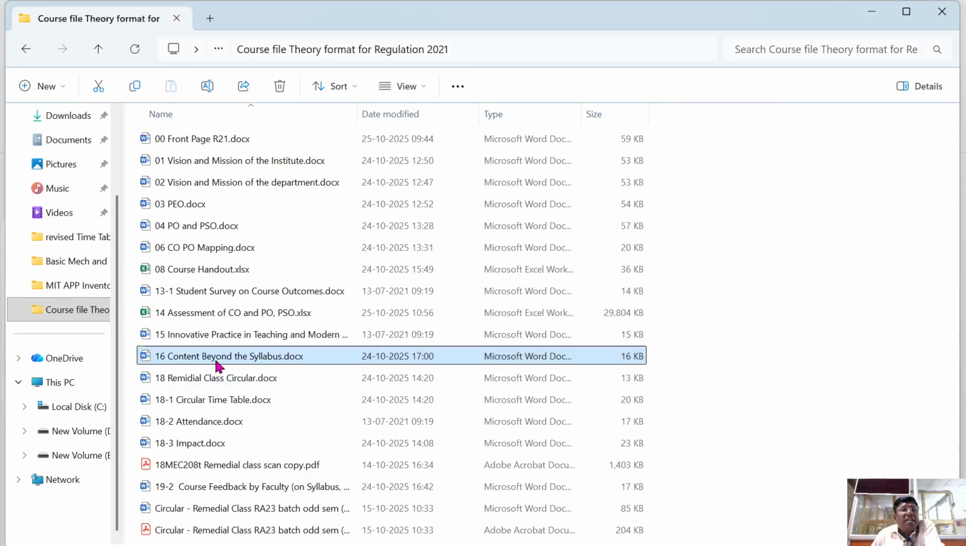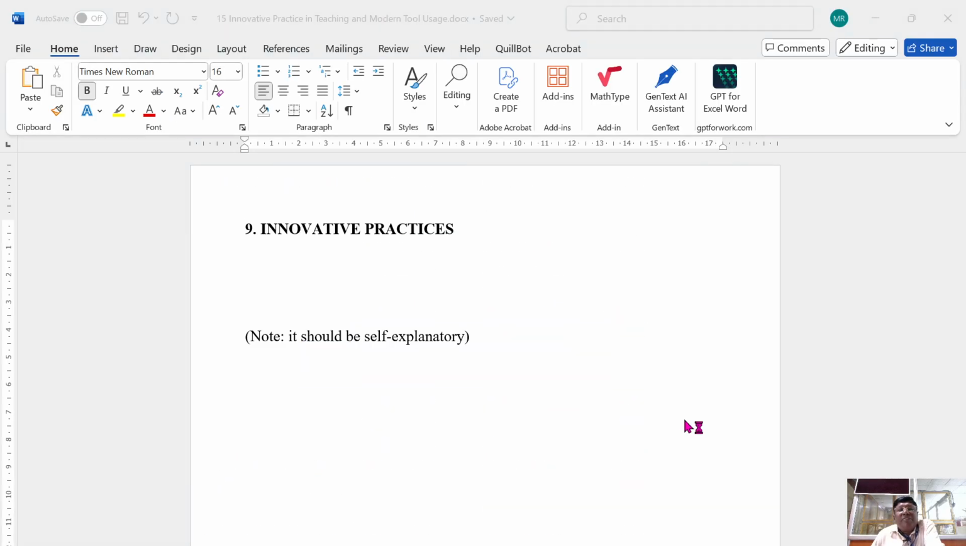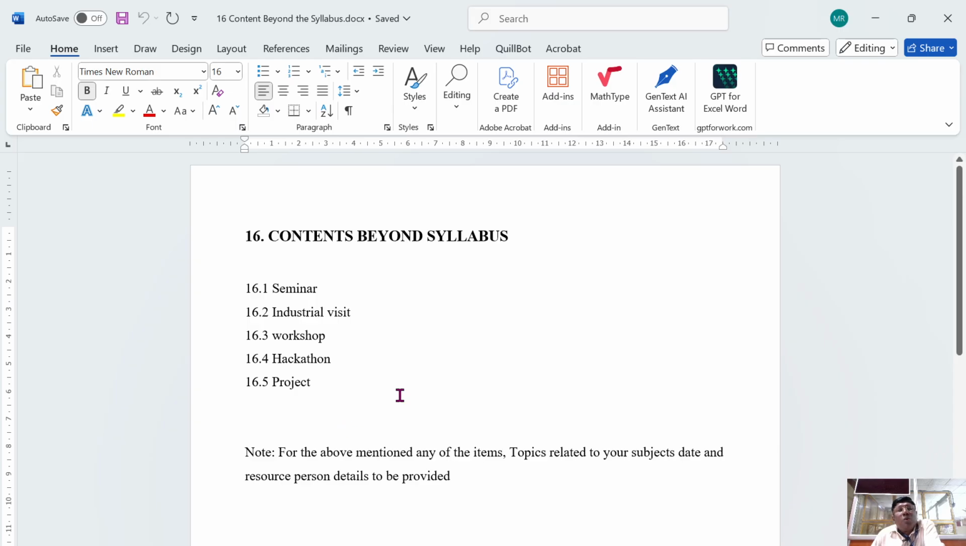And the next one, content beyond syllabus. Apart from the syllabus, what content beyond the syllabus have you taken? You can give a seminar, an industry visit if you have arranged one, a workshop, a hackathon, or a project like that. Anything can be given, even if you are teaching the subject in an advanced way on some specific topic, and if it is minuted properly, that can also be given. So, out of the syllabus.